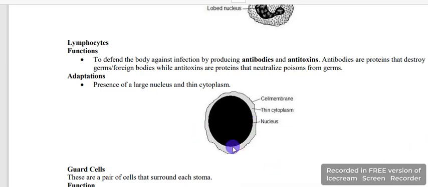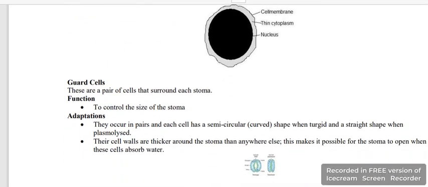So this is the way they look. I'm sure we're able to see this diagram here. They have the cell membrane, thin cytoplasm, and nucleus. Adaptation: the presence of a large nucleus and thin cytoplasm. So that is the adaptation, or that is what helps it to function well.